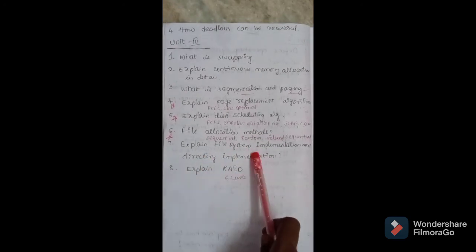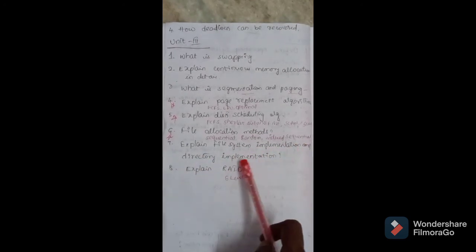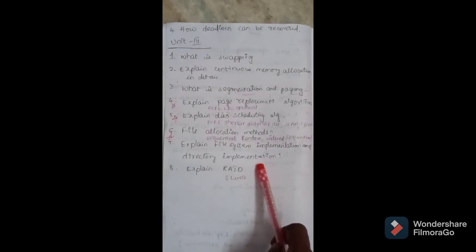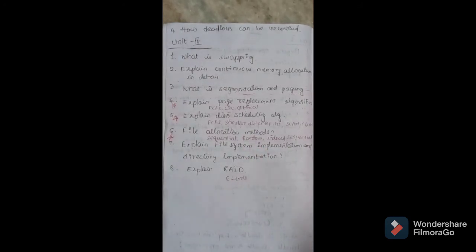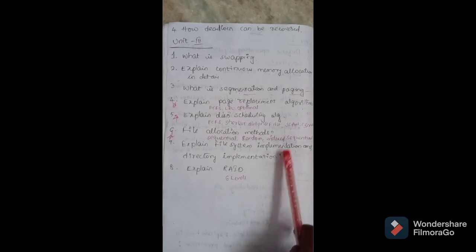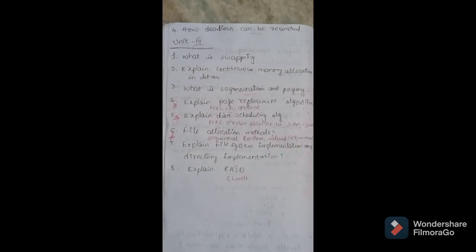Next, explain file system implementation and directory implementation. How the files are implemented in the operating system. That means where the files will be stored, in which order they will be stored, and how much memory is required. Everything is related to your file system implementation, how the files are implemented in memory.